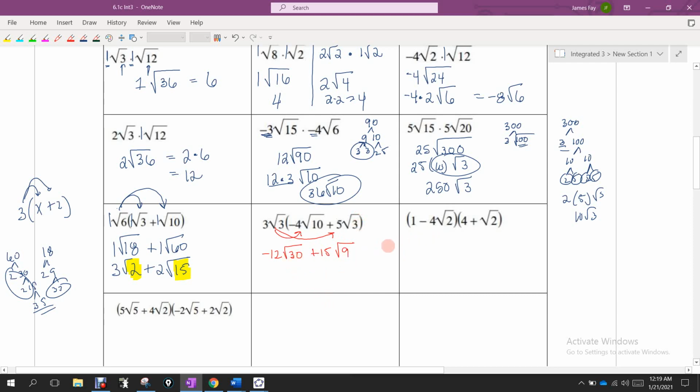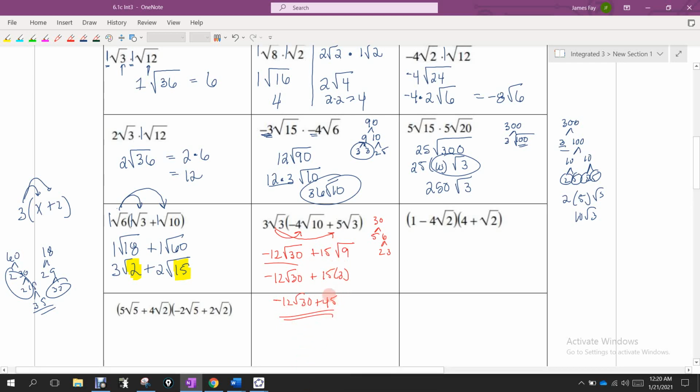So I'm going to simplify the 30. So 30 goes down to 5 and 6. 6 goes down to 2 and 3. And there are no groups. There are no pairs of 5s or 2s or 3s. So that's already fully simplified. We do know that 9, though, square root of 9 is 3. So I have negative 12 radical 30 plus 15 times 3. So then I get negative 12 radical 30. 15 times 3 is 45.